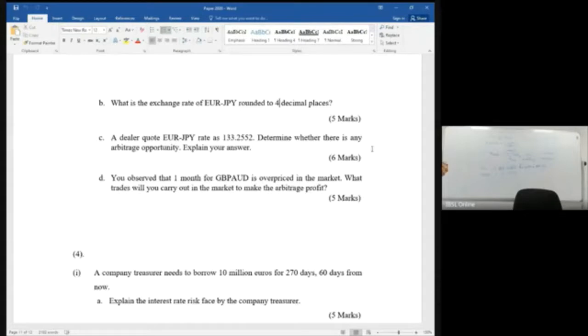If you are asked to explain what trades you do to exploit this arbitrage opportunity, then only you have to tell what you do here. I think the next question is about that. However, what do you do here? There's an arbitrage. Now what do you do if you want to exploit this arbitrage opportunity, make that profit?